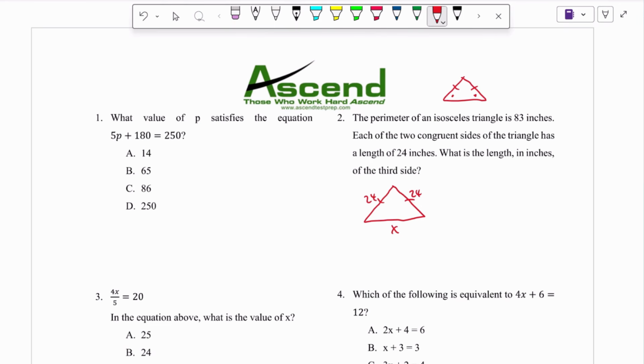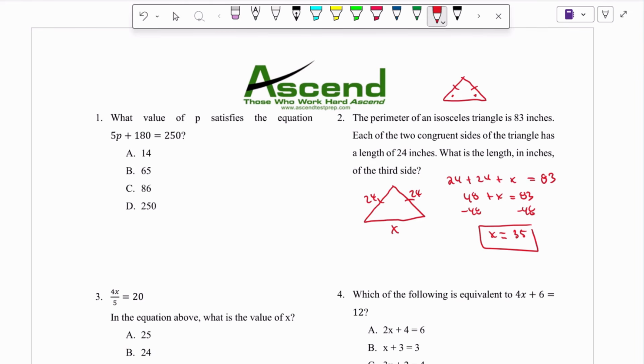Now I threw this as the base, but it might not be the base, but what you have to take away is in isosceles triangles, there's two congruent sides. So this becomes 24 plus 24 plus x equals 83 inches. What is the length of the third side? I collect my like terms. I get 48 plus x equals 83. And then I'm going to subtract 48 from both sides, and I'm going to get x equals, drum roll please, 35 inches. Done.